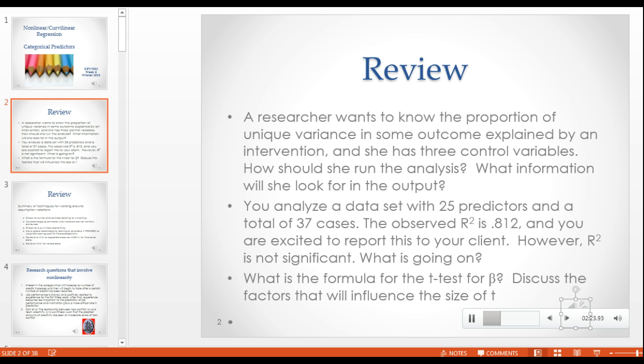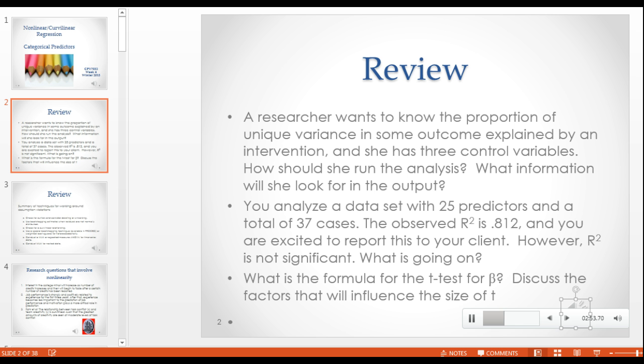The second question is another typical one that you might see on an exam, where we have a hypothetical situation, these certain events have occurred, and so you as the researcher need to kind of explain what's going on in this case. So imagine that you analyze a data set with 25 predictors and a total of 37 cases. Typically this again will be someone who wants you to tell them which ones are the most predictive of the DV of interest.